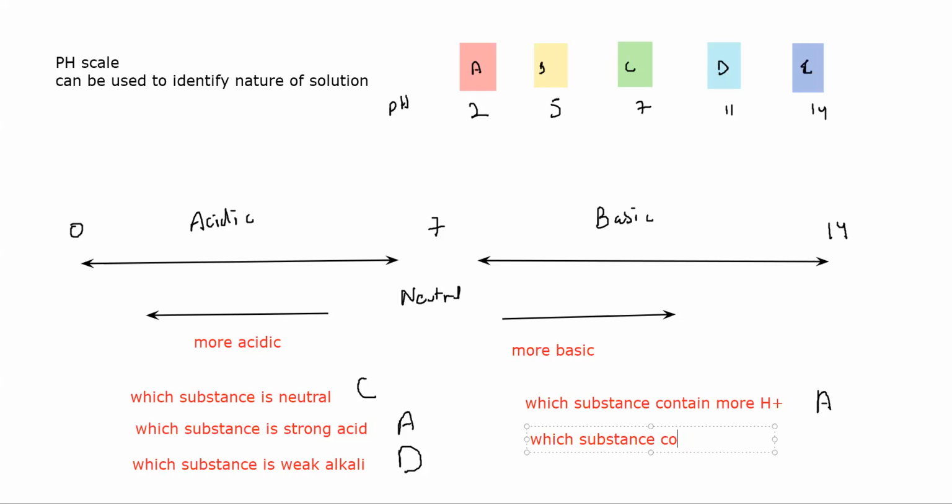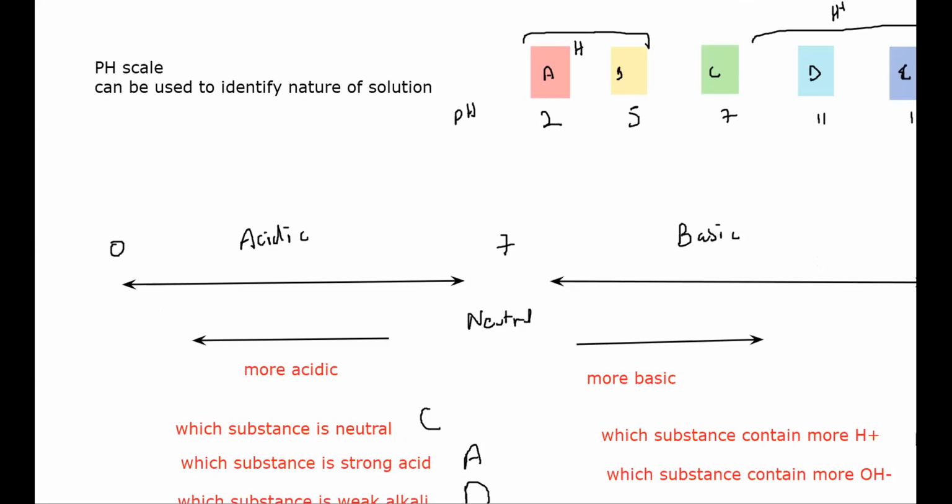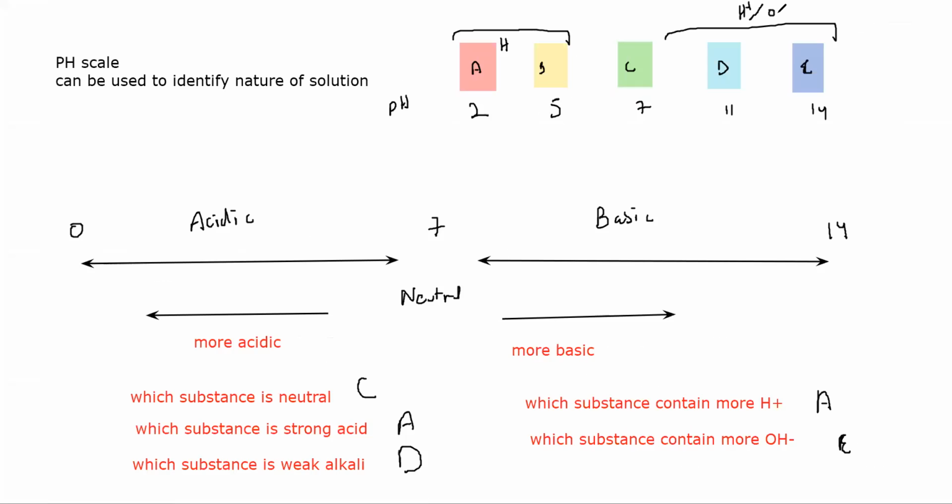Which substance contains more hydroxide ions, OH-? So substance E contains a greater number of hydroxide ions. So this is the main concept we identify: an acid is a substance which donates protons, and a base is a substance which accepts protons, or it will donate hydroxide, OH-.